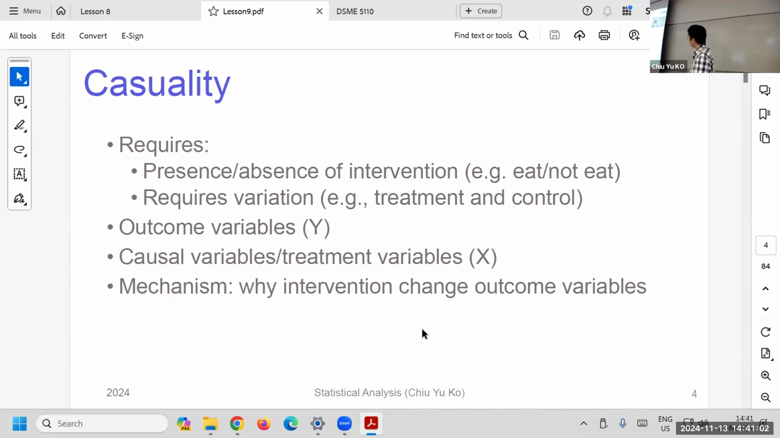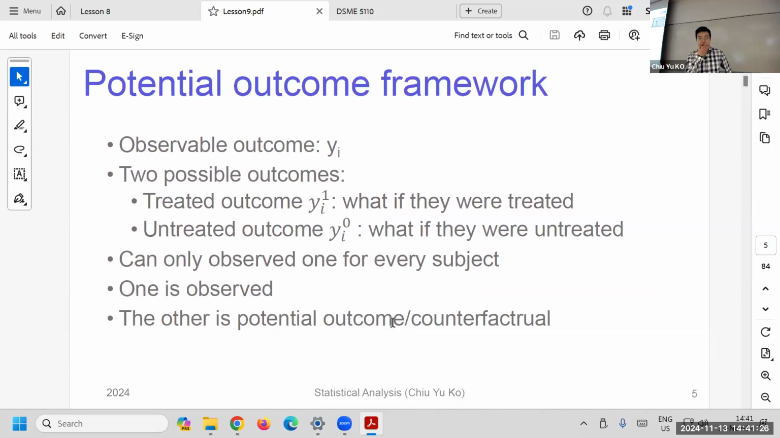But when you run an experiment in the lab, you don't have this issue because you can control what each person does. You can put different people in different treatments, and you decide who gets what. But in reality, it's hardly the case. It's not that easy to randomly assign people because it's not ethical, or there are some issues here and there. That's why we have to compare the counterfactual, and that's why in the literature they call it the potential outcome framework.